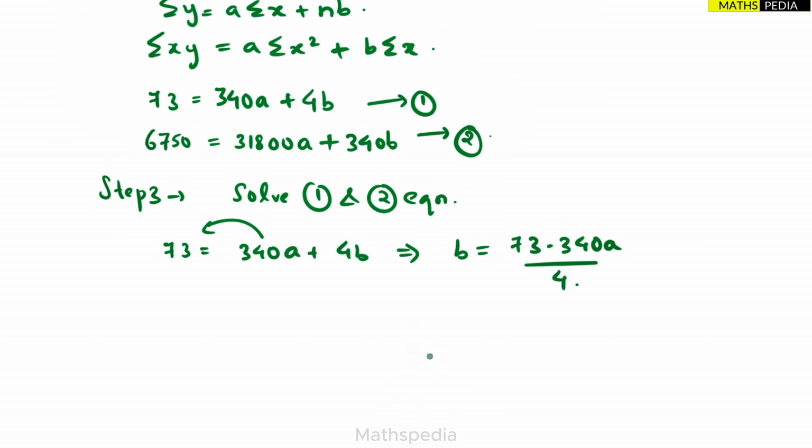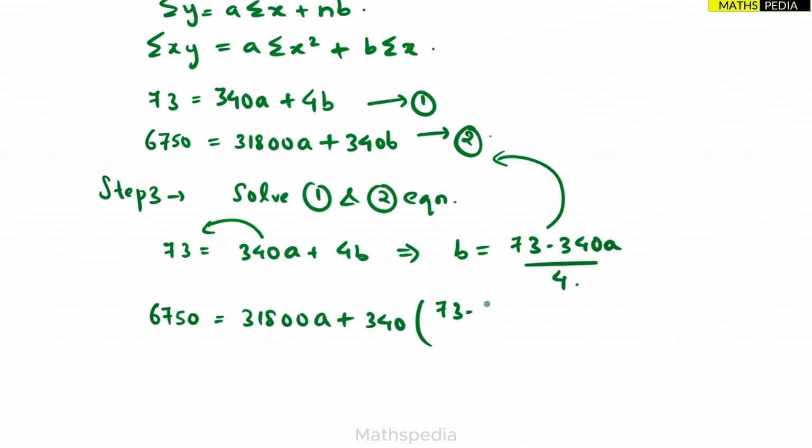Now this b we need to substitute in the second equation. So substituting in the second equation, 6750 equal to 31800a plus 340b. Instead of b, I'm going to write 73 minus 340a divided by 4, right? So this we need to cancel, and it becomes 85, because 4 eights are 32 and 4 fives are 20. Okay, so now we have to just multiply: 85 into 73, and 85 into 340a we need to do.